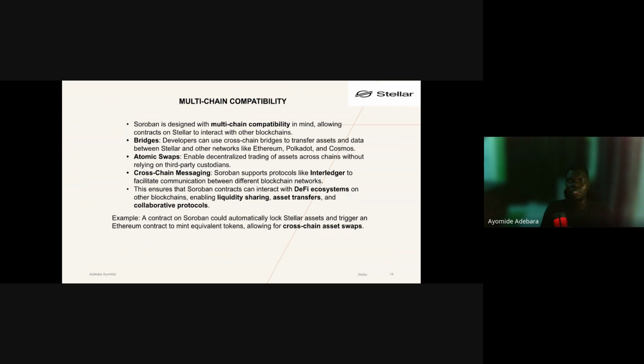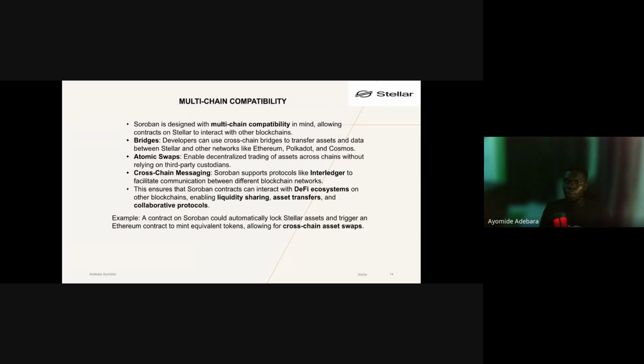SOROBAN is designed with the multi-chain capability in mind, and this means that it allows you to interact with other blockchains. The word multi-chain, I don't know if Coxie can hear me clearly. This is it. This is where your question is driving at. It allows you to literally have function communication with other smart contracts that are deployed on different other chains.